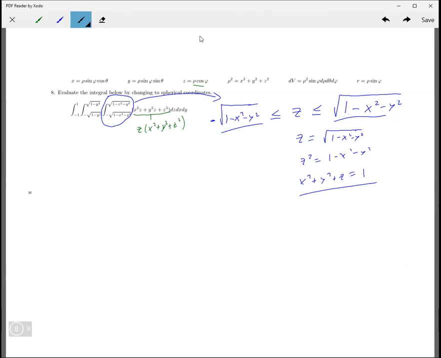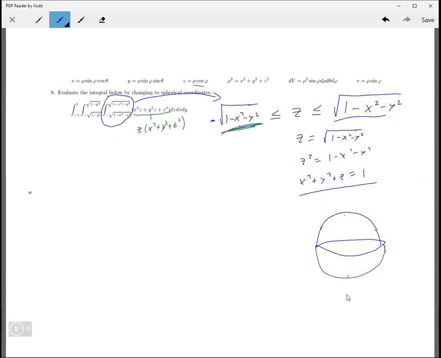Okay, so just visualize, everybody. This is the sphere of radius 1. This is the top part of it, and this is the bottom part of it. This is the top, this is the bottom, and z is between. So it's basically just saying you integrate from the bottom of the sphere to the top, around the seam right there.